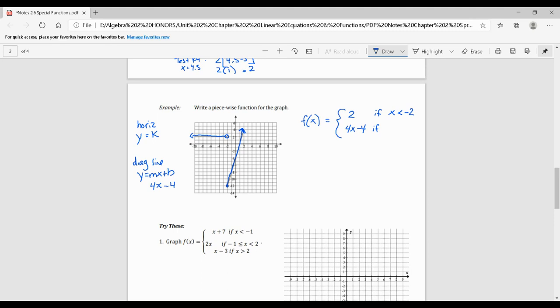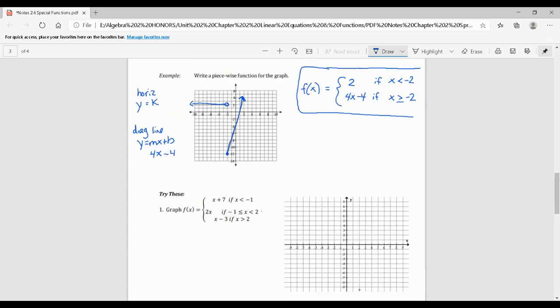Now our second diagonal with a 4x minus 4, when do we plot those? Well, the furthest to the left that goes is -2, and then it goes on forever. So this is when x is greater than or equal to -2. And there's my equation.